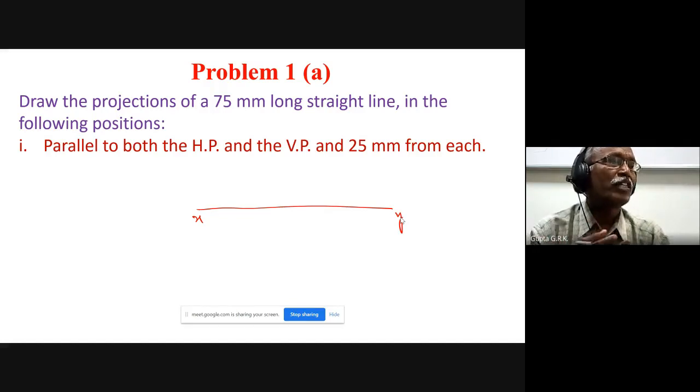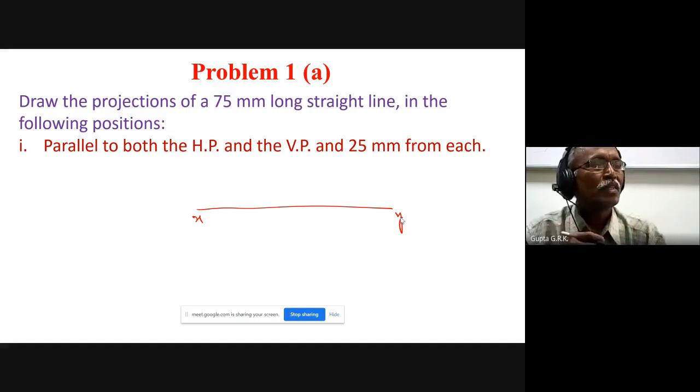If it is given above HP, in front of VP, or behind HP, or behind VP, I have to see in which quadrant it is. And based on that, I have to draw the top view and front view. Now here, it is not given like that. It is parallel to both the planes and 25 mm from each.